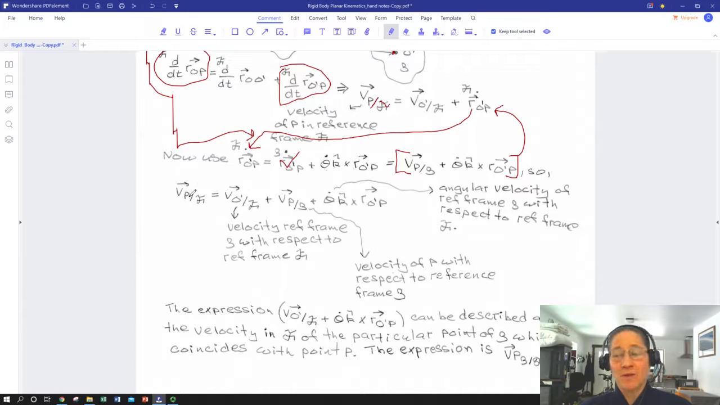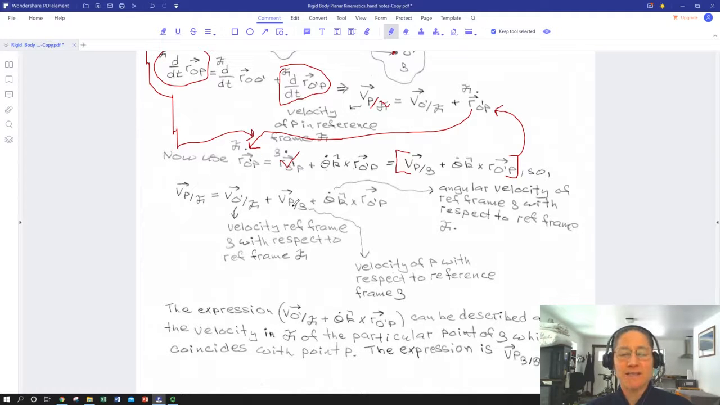So the velocity of point P from the point of view of the F reference frame is the velocity of O prime with respect to F, which is kind of like saying the velocity of the entire reference frame B with respect to reference frame F. So how fast is the B reference frame moving with respect to F? Not rotating, just translating. So this is translational motion of B with respect to F, because point O prime is in B. If we're talking about translation, every point in the body moves together.